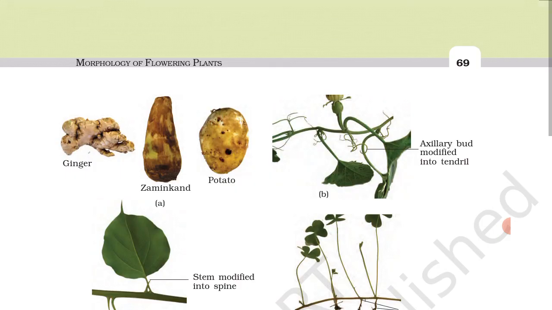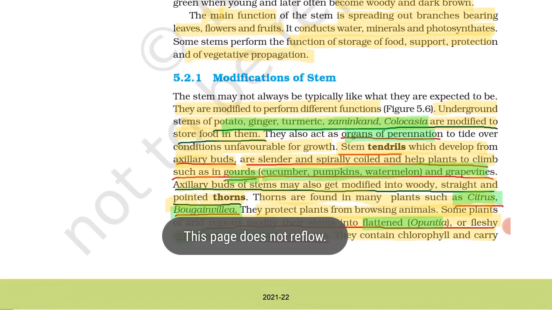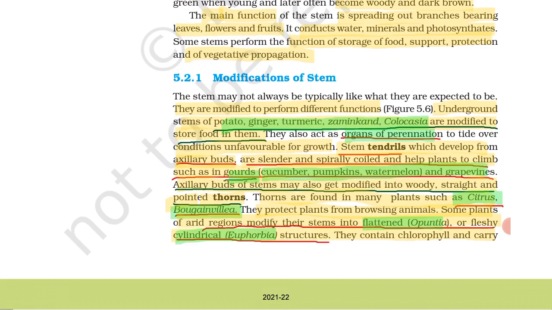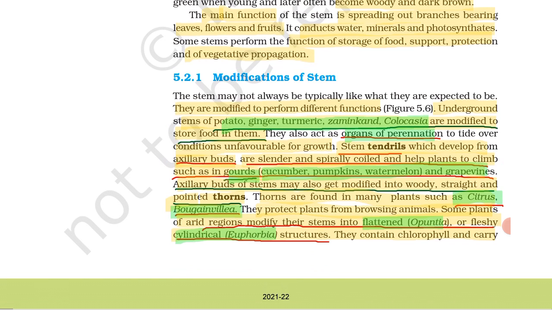Let's revise from the starting. The underground stems for food storage are potato, ginger, turmeric and colocasia. It is also called an organ of perennation. And next is the stem tendril, which is for climbing of plants, and the examples are gourds, cucumber, pumpkin, watermelon and grapevines.